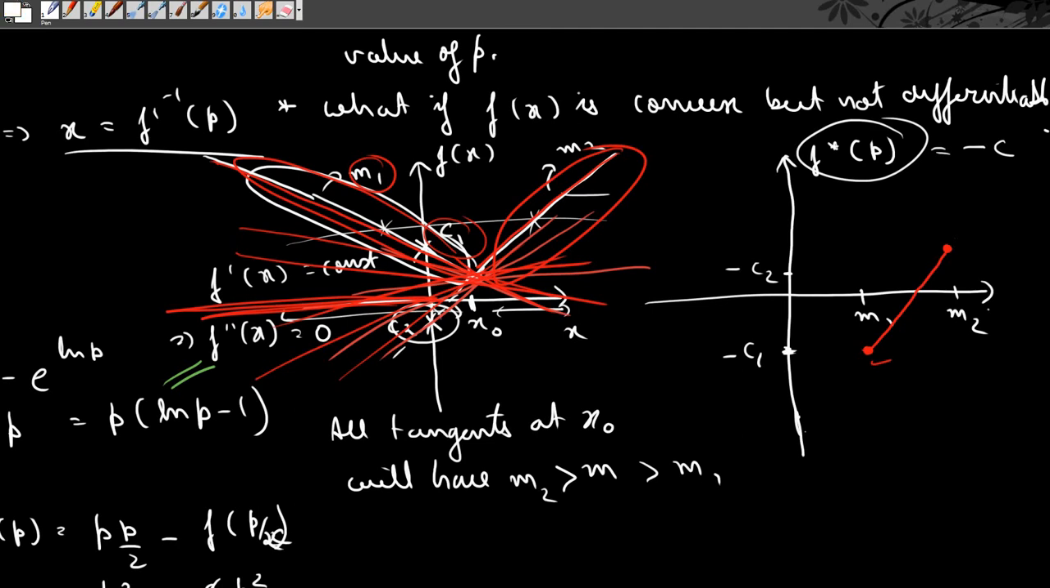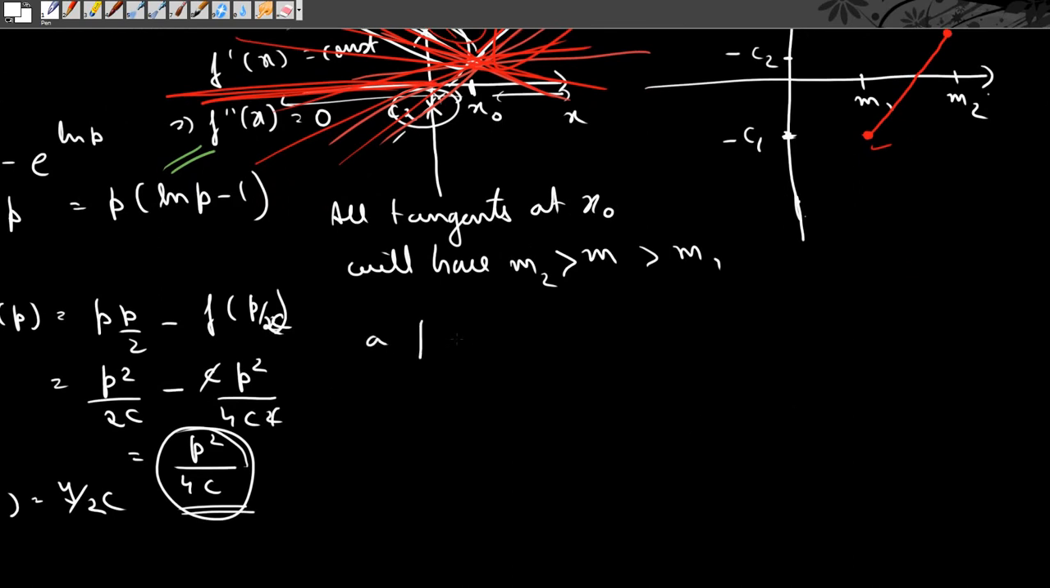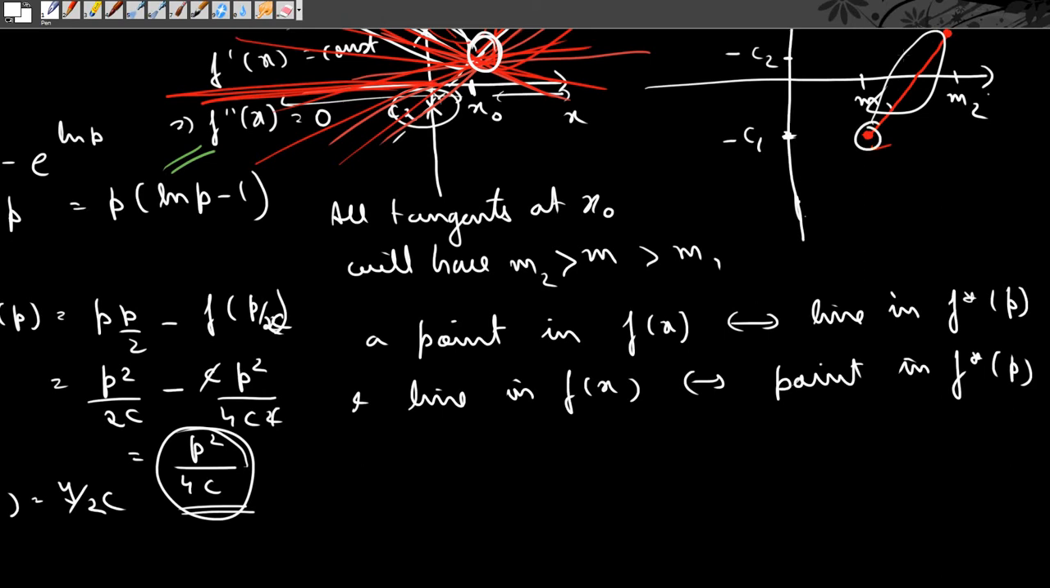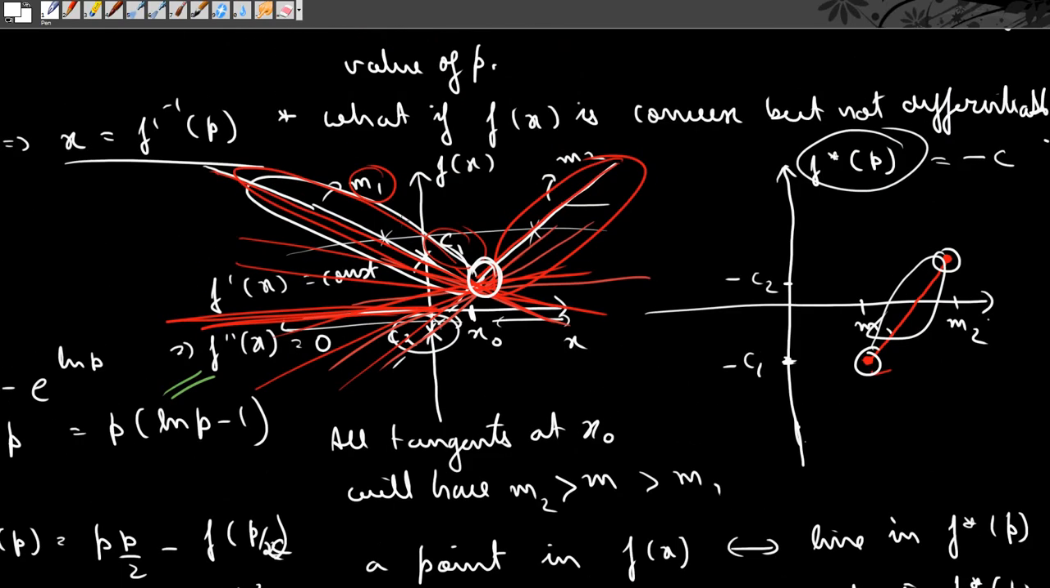So the important thing to note is that a point in f of x has become a line in f star of p. So what I mean is the point over here has become this line over here, and a line in f of x becomes a point in f star of p. So these two points correspond to these two lines.